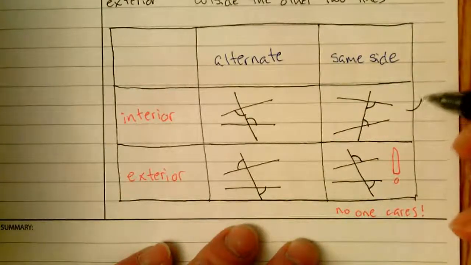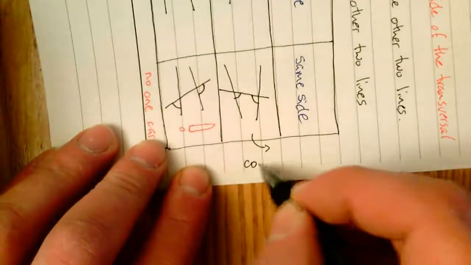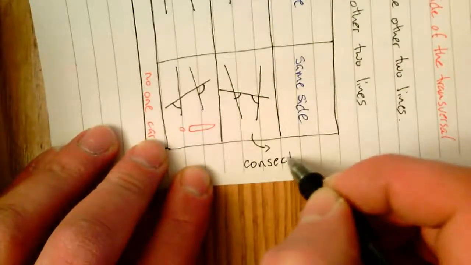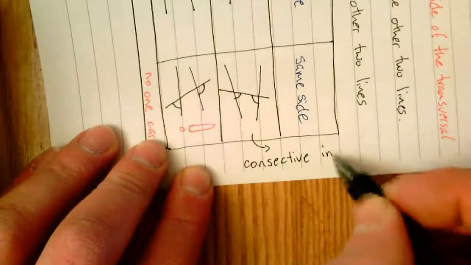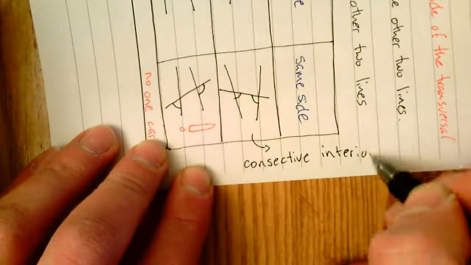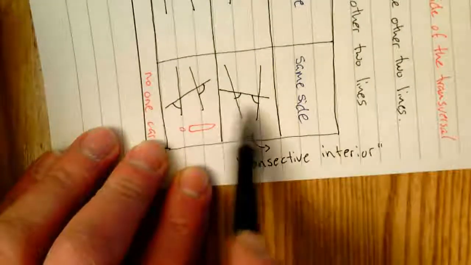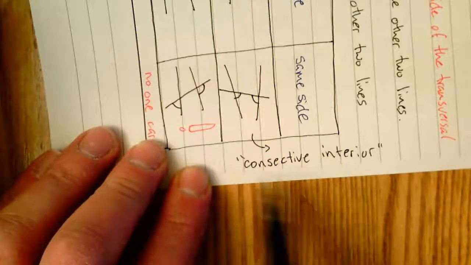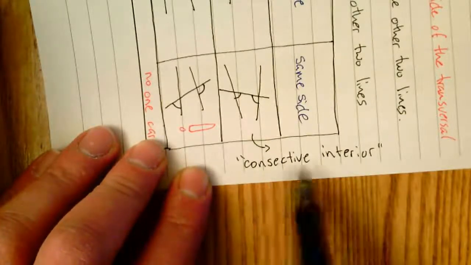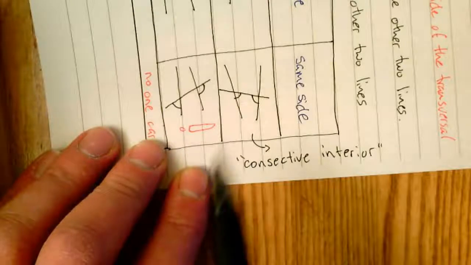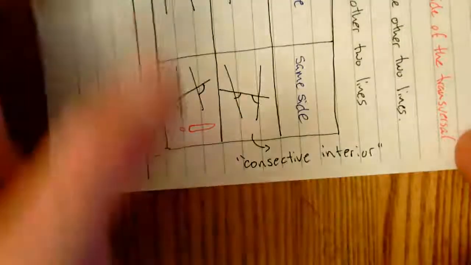Sometimes called... I'm going to turn my paper sideways. I don't have a lot of room here. There we go. Sometimes called consecutive interior. Consecutive, I think, because they are next to each other. Consecutive means one after the other, one right after the other. And these are kind of like one right after the other. Consecutive interior.